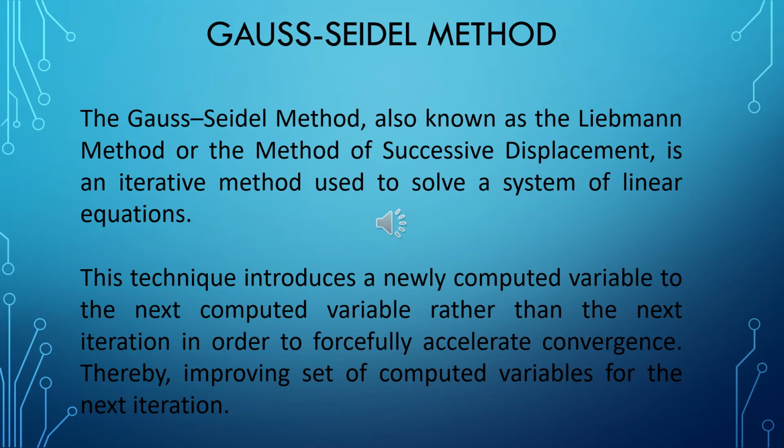Our next method is the Gauss-Seidel method, also known as the Liebman method or the method of successive displacement. It is an iterative method used to solve a system of linear equations. This technique introduces a newly computed variable to the next computed variable rather than the next iteration in order to forcefully accelerate convergence, thereby improving the set of computed variables for the next iteration.